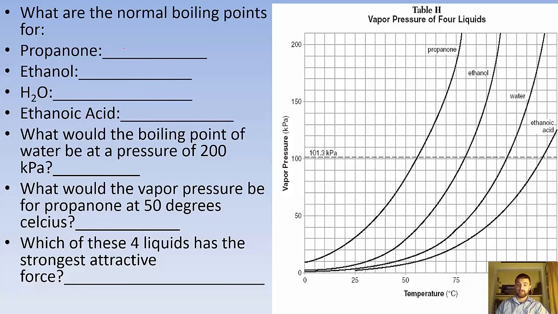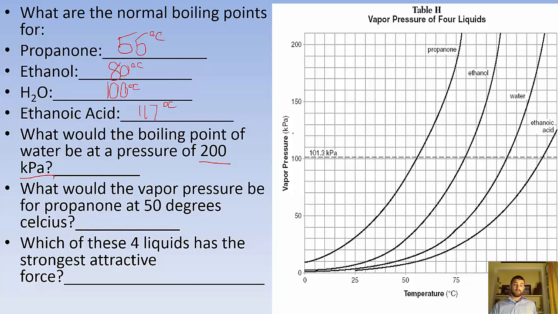We already kind of did some of these, right? Propanone, we said, was about 55 degrees Celsius. Ethanol was about 80 degrees Celsius. H2O was 100 degrees Celsius. And I think ethanoic acid, we said, was like 117 degrees Celsius. So here are some other problems. What would be the boiling point of water at a pressure of 200 kPa?